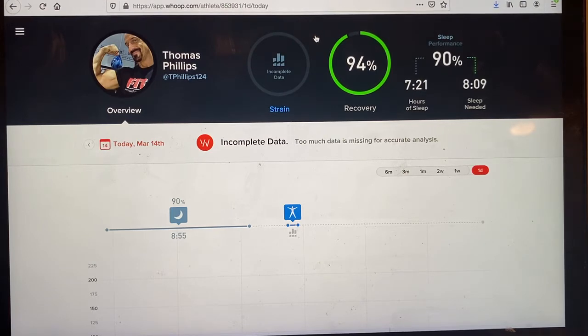So you can get information from this Whoop and you can try to apply it. But what happens if what you're applying is wrong? And that's what I'm going to go through here. The benefit of the information has to do with understanding what you're looking at.